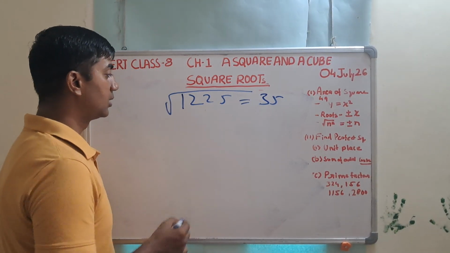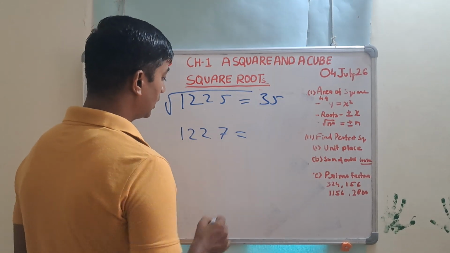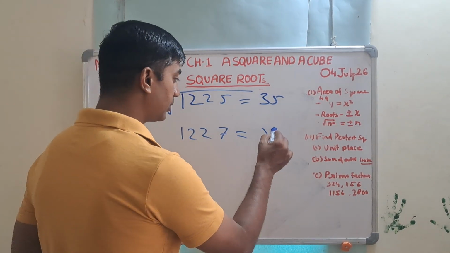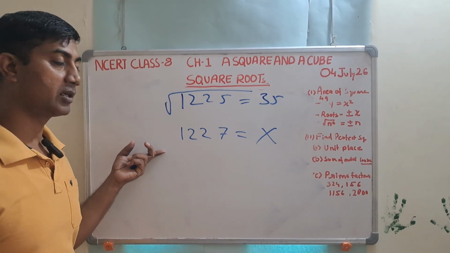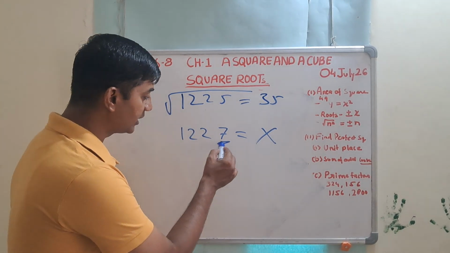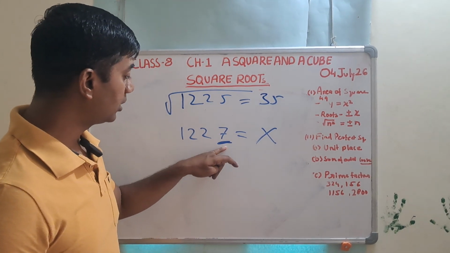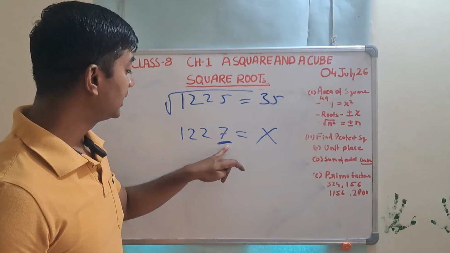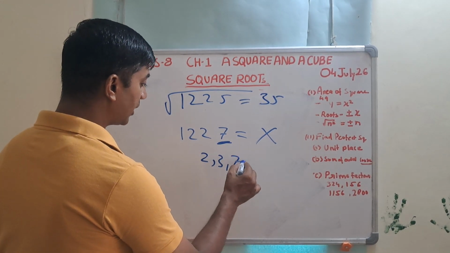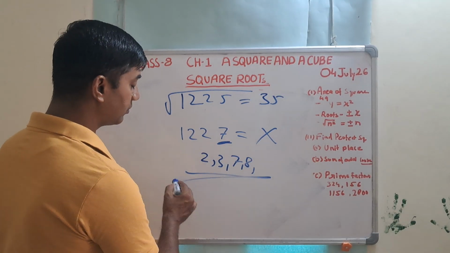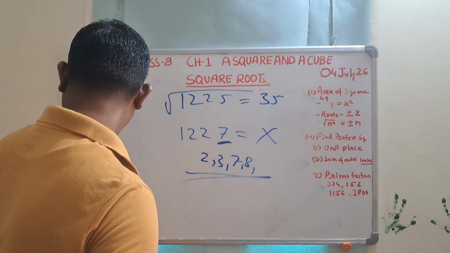Understood? If this number were say 1227, you would initially see that this number is not a perfect square, so you will not do the prime factor method. Why? You have seen 7 is written here at the unit place, and if 7 is the unit place digit of the number, it means it is not a perfect square. If numbers end with 2, 3, 7 or 8, you need not go for any further process. Understood?